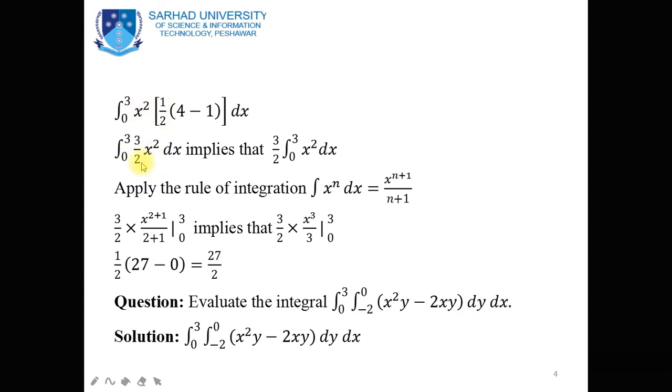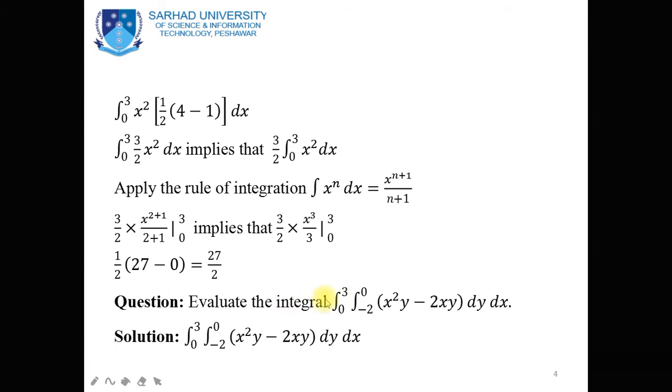Now the integration of this remaining function with respect to x. You see over here, integration of x power n is given by x power n plus 1 divided by n plus 1, adding 1 to the power and dividing by the new power. So integration of x square is now given as x power 2 plus 1 divided by 2 plus 1, and the limit for this expression is from 0 to 3. So putting the upper limit x equals 3, 3 power 3 is 27, minus the lower limit 0, so 27 minus 0, now 27 divided by 2. So this is the required result of the given double integral.